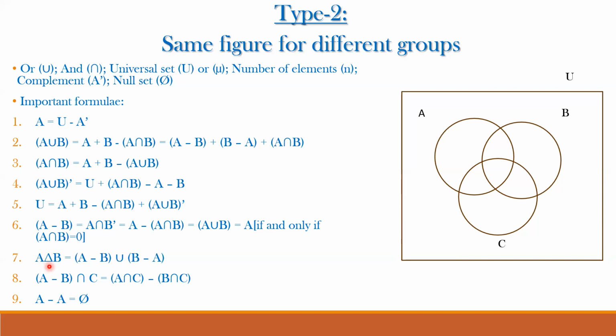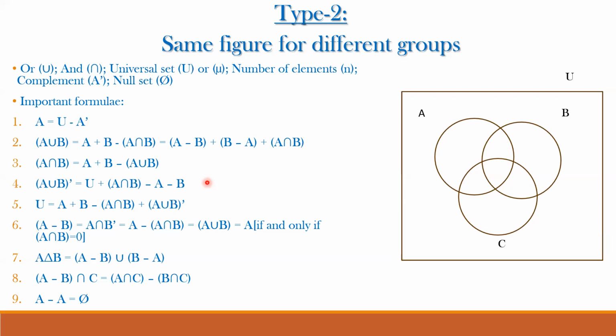The next formula is A triangle B, that is symmetric difference. So be sure: minus is difference, triangle is symmetric difference. So what do we mean by symmetric difference? It is the list of those elements that belong only to A along with the list of those elements that belong only to B. Both cases.